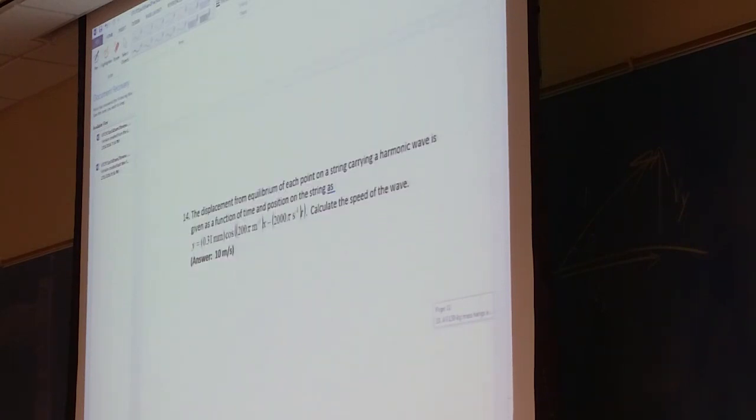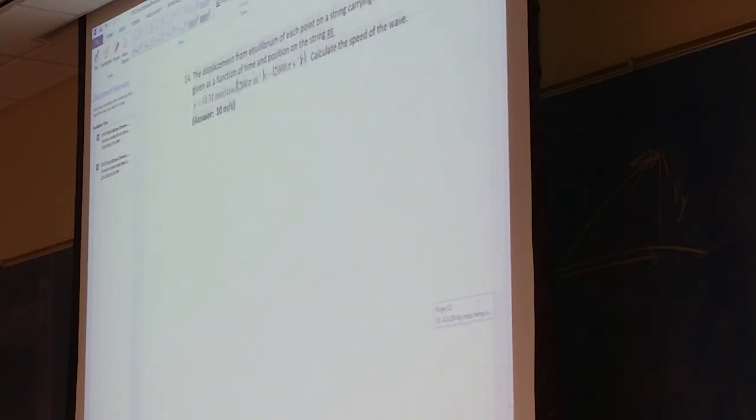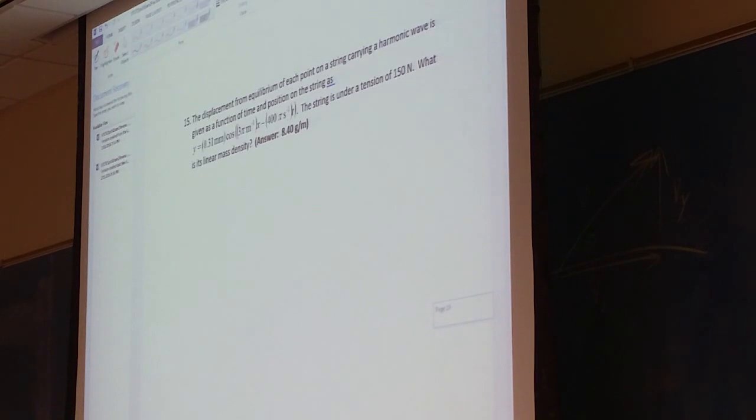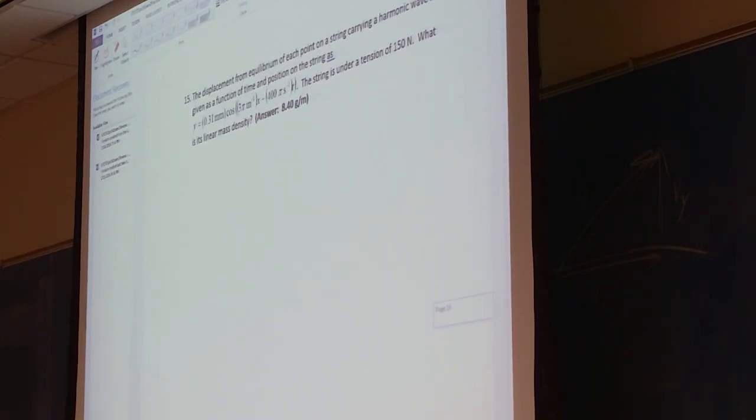Okay, so that's a similar problem. Actually, this one's a little bit different. Not much, but a little. We're given another displacement function, except this time we have the coefficients of both x and t. We're told the tension of the string, and we want to find the linear mass density.